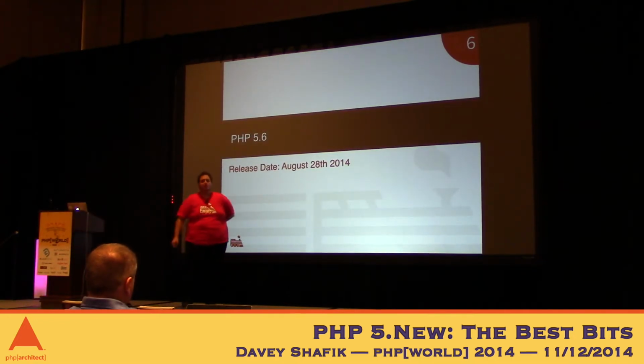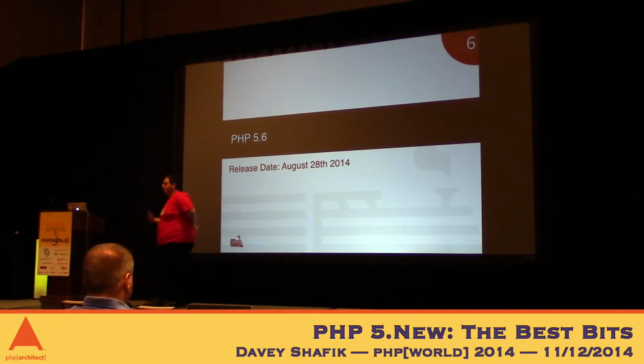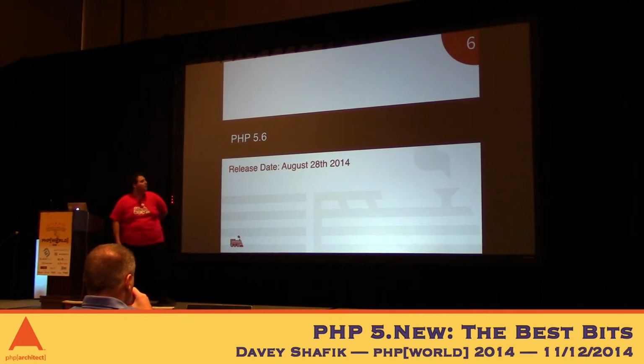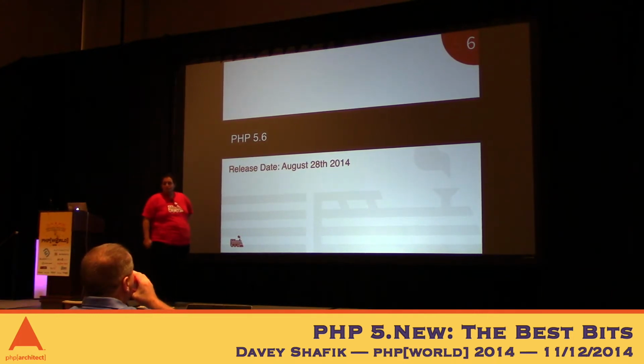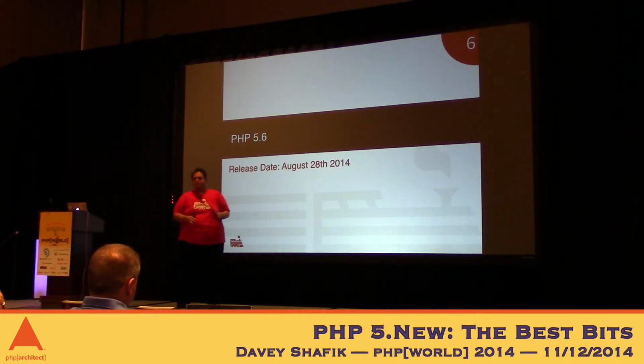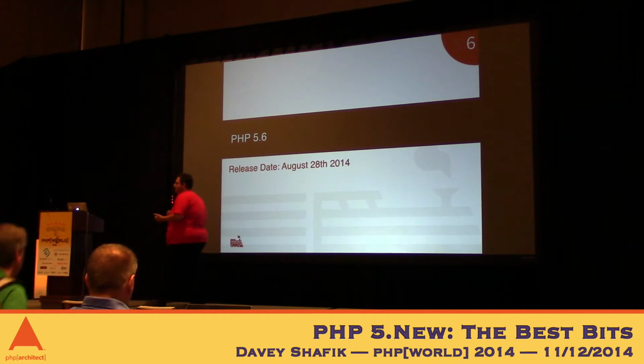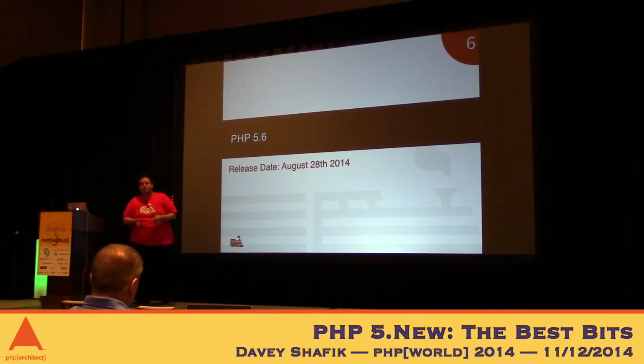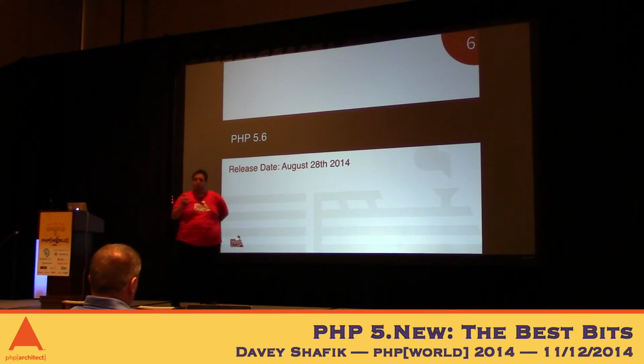So 5.6. This is the latest release. This is stable. This is what everyone should be aiming for. Released August 28th of this year. Not much was added. This is the smallest PHP release that we've had in 5 years. And they added the exponent operator, so you can raise one number to the power of another. They added constant scalar expressions, which is a huge change and really, really cool, but also of limited use.